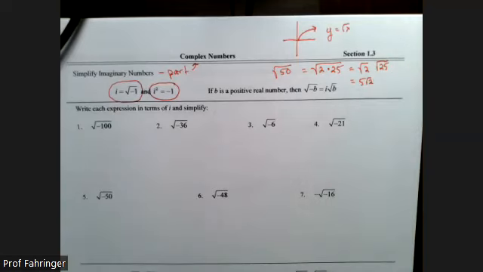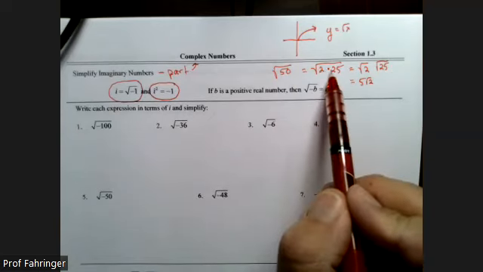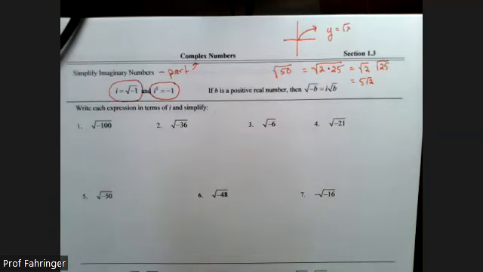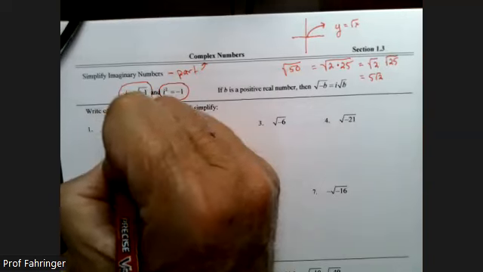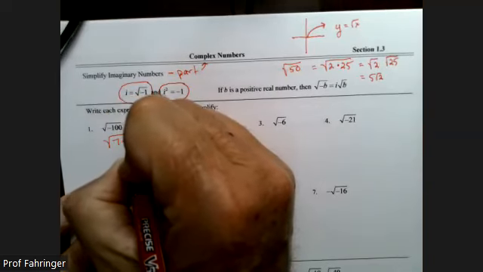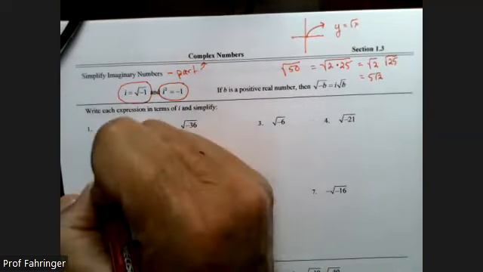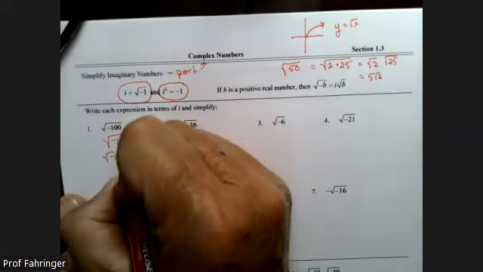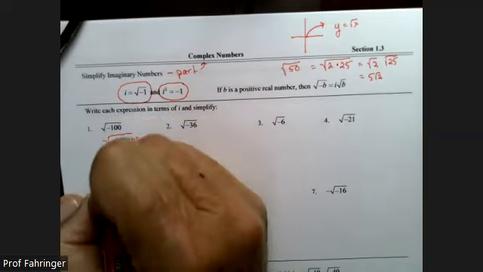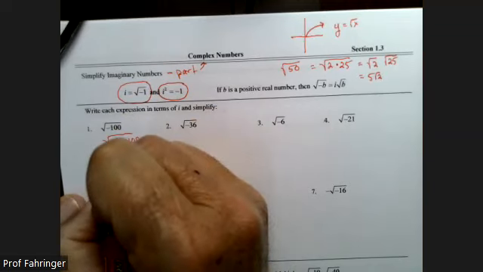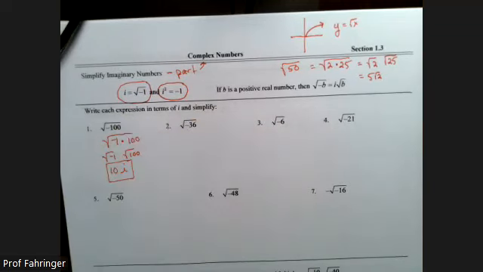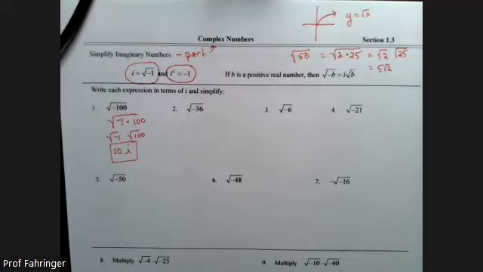So I'm allowed to break up a product into separate pieces. I'm allowed to take this first one and break up a product into 2 separate pieces: the square root of -1 times the square root of 100. That becomes i. That becomes 10. And hopefully some of you are going, oh yeah, I remember how to do this.